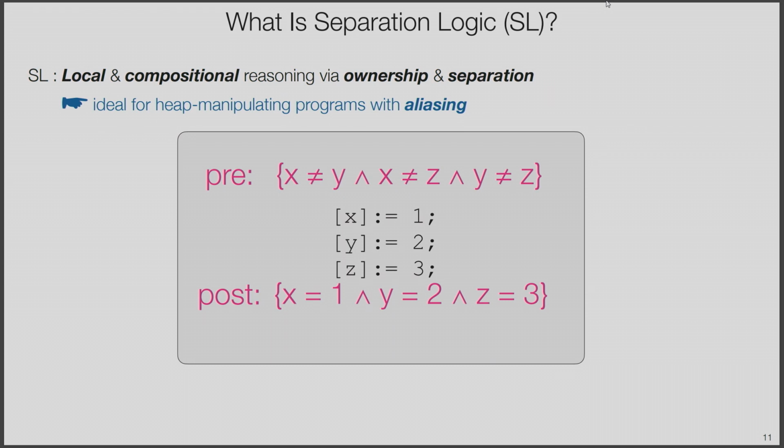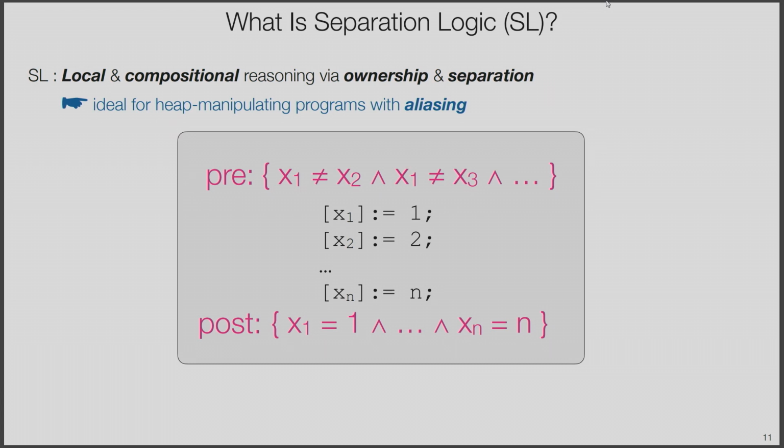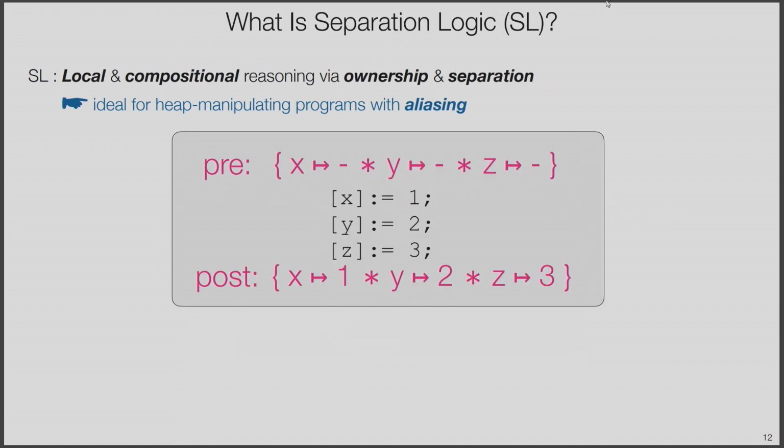But you can see, here is just a tiny program, but in the context of a large program, when I have say n of these assignments, I'll need n factorial over 2 conjuncts saying each of these locations are pairwise disjoint. And this can quickly become intractable. So separation logic's solution to this is introducing these principles of ownership and separation, via its assertion language, which I will show you in a minute.